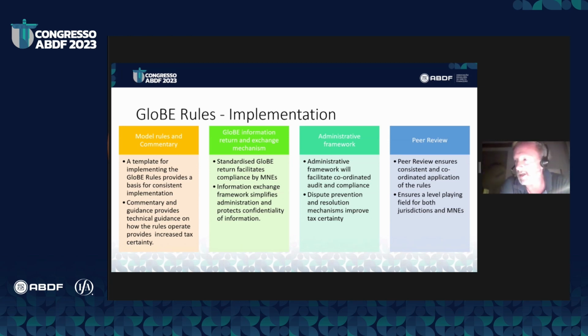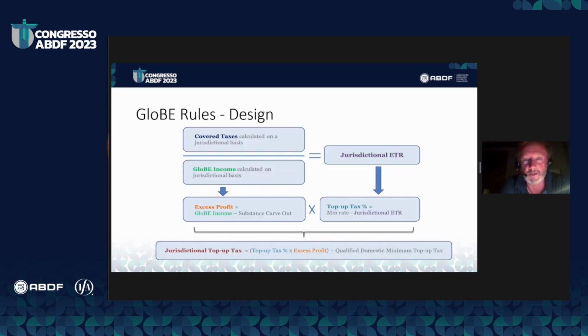I'll go on to the next slide because I don't want to chew up too much of anyone else's time. So if I just go through to the next slide and talk a little bit about how the rules are designed themselves. This is a simplified diagram that explains the effective tax rate calculation and how the computation mechanics work.